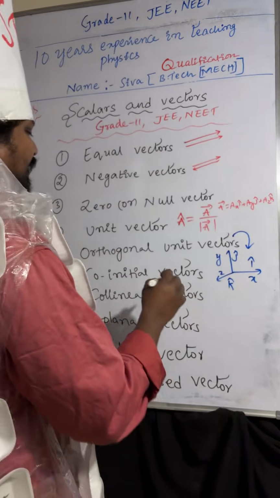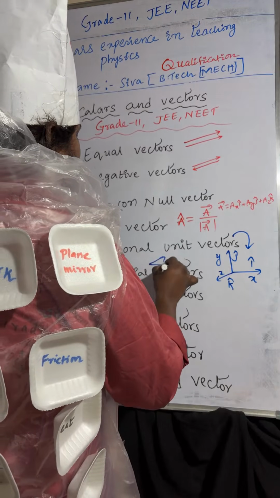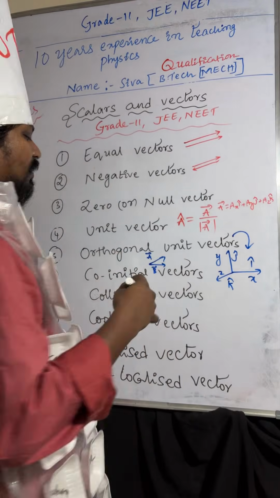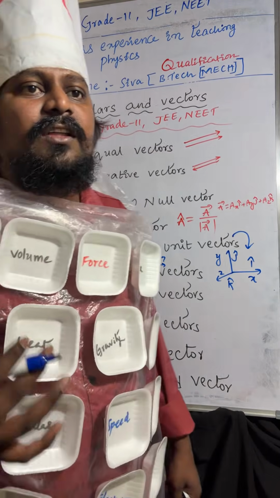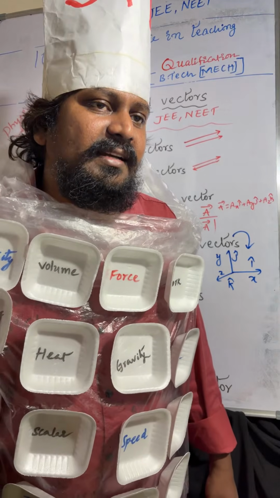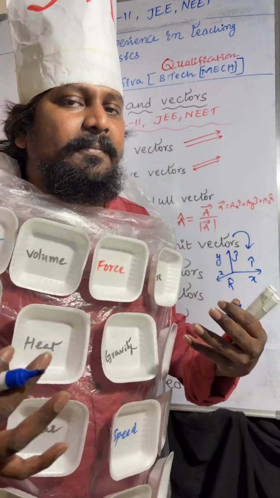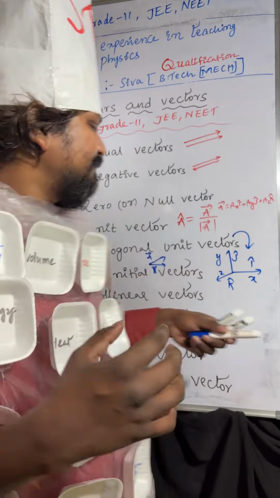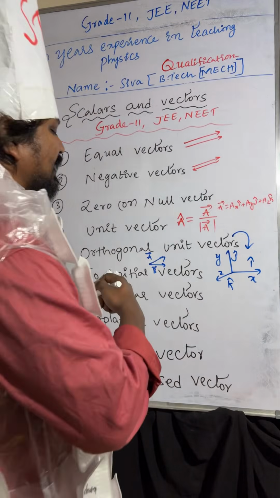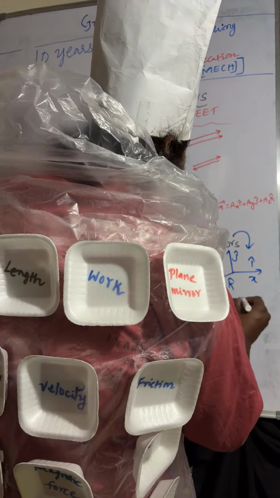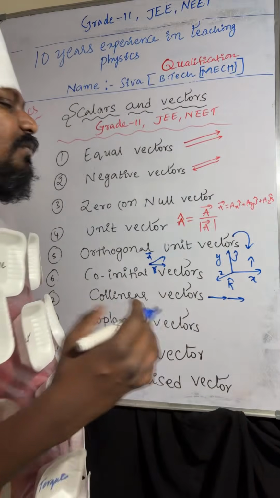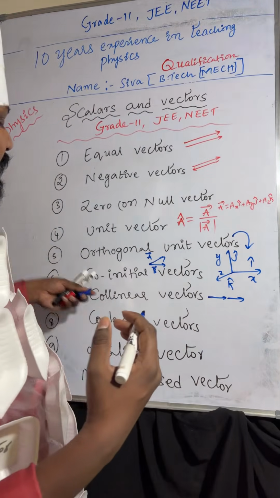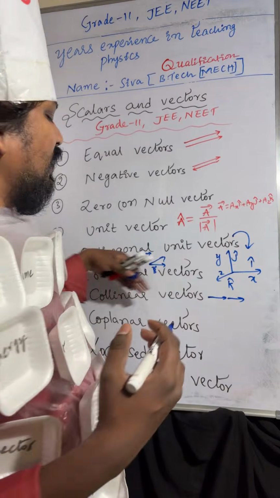Co-initial vectors are nothing but vectors whose initial point is the same. So a bar, b bar. Vectors whose initial point is the same, those are called co-initial vectors. The starting point is the same. Coming to the collinear vectors. Whether the magnitude is the same or not doesn't matter. If those vectors are acting in the same direction, in the same line, then we say collinear vectors.